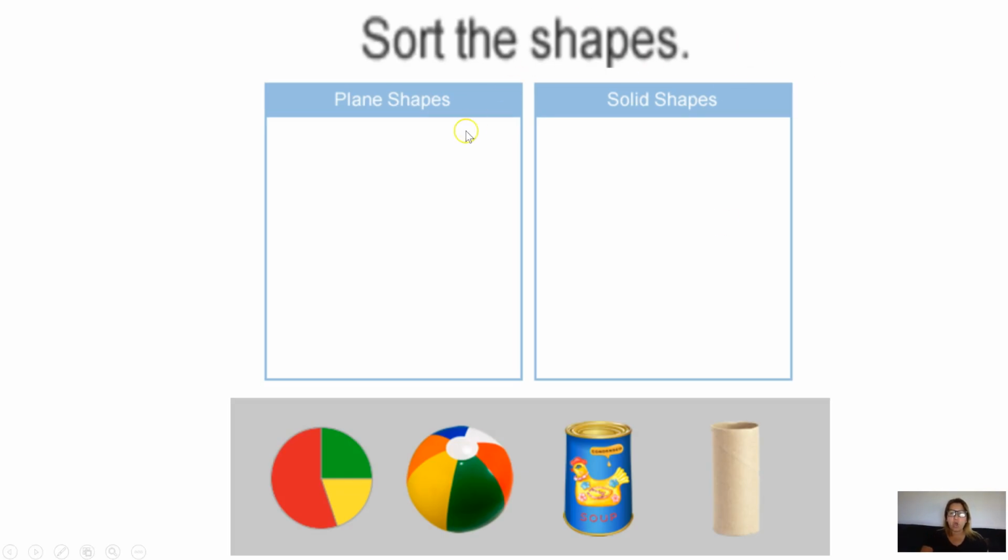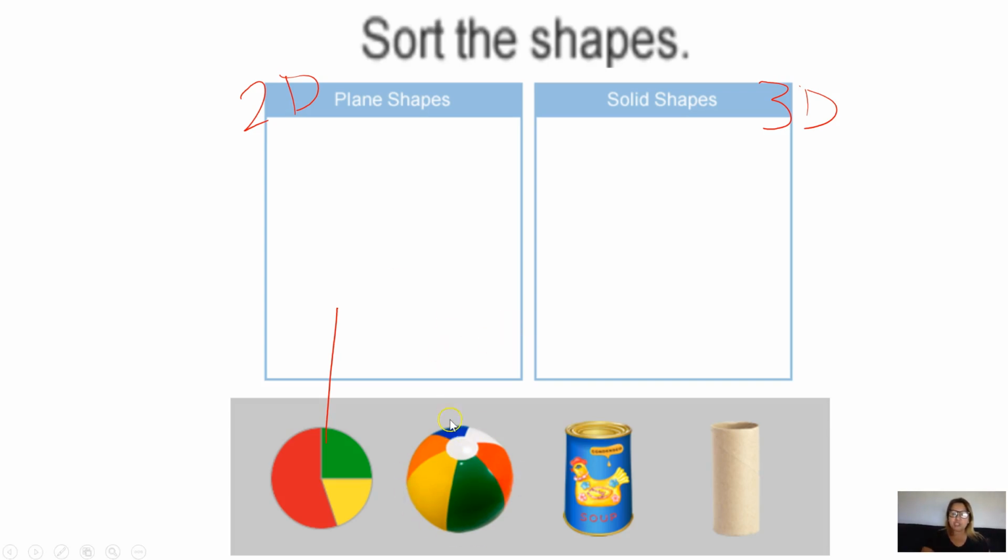Okay, we have more shapes to sort. Plane shapes, remember, we refer to as 2D. Solid shapes we refer to as 3D. The first thing that we see here is a pie chart. So that is something flat, something that we draw. So that would be a plane shape.